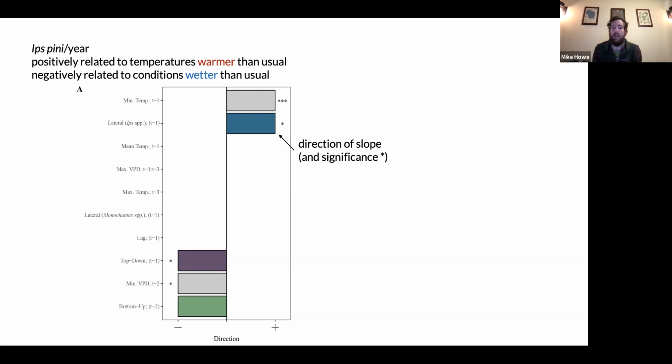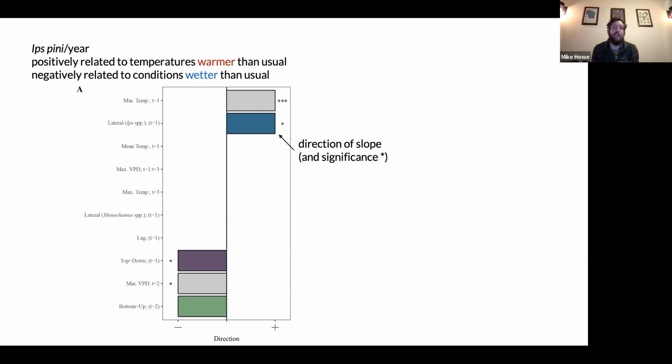And it's the R significance. So less than 0.05 is 1 star, less than 0.001 is 3 stars, for example. Okay, so what we found is that Ips pini are positively related to temperatures that are warmer than usual.